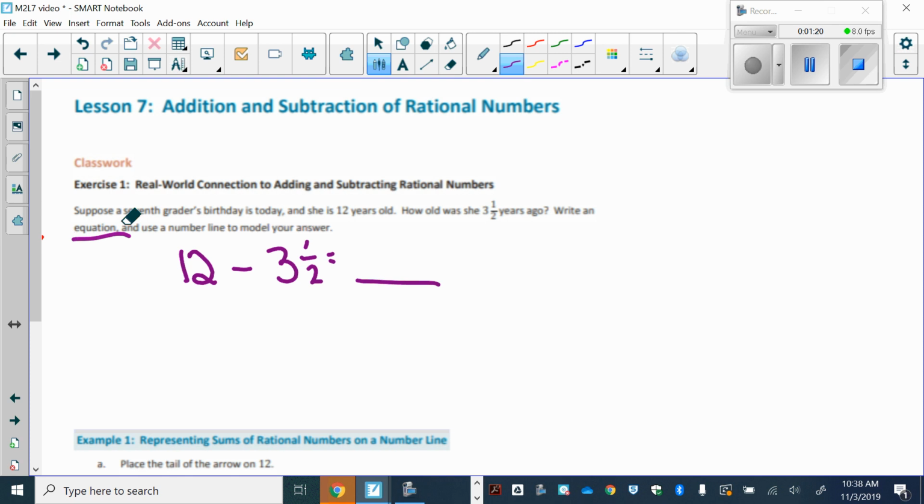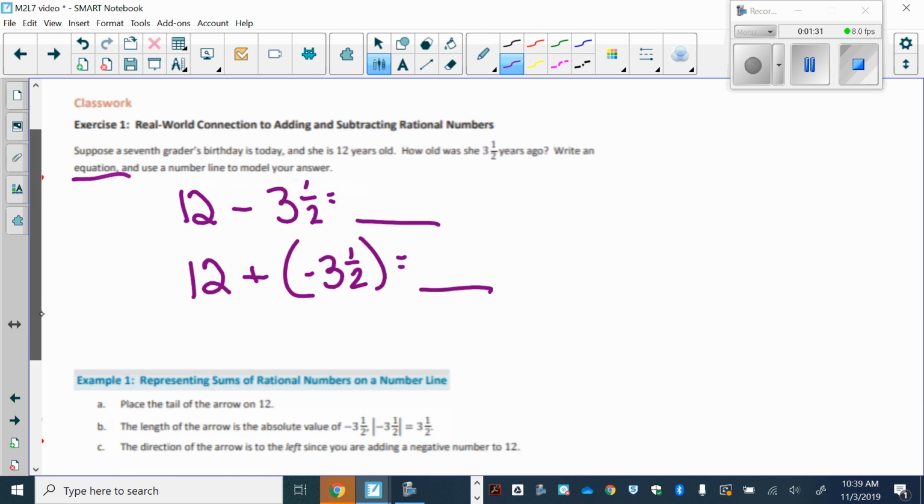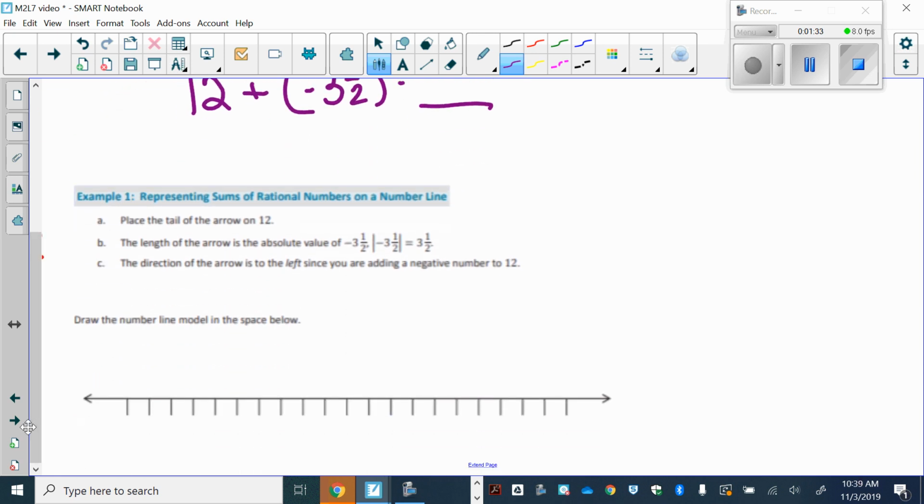Well, it's a lot easier to work with it as an addition problem. So I change it to add the opposite. And then I come down here and I look at my number line. There's no numbers on my number line. How do I want to set this up? Age is never negative, and this problem is about age. So I'm going to start at 0.